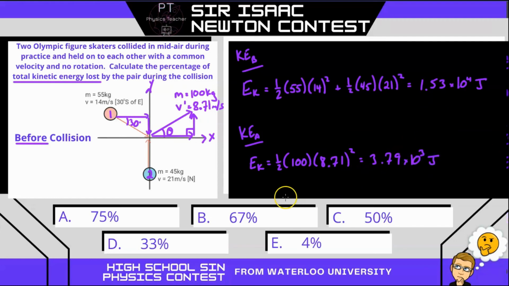Alright, if you subtract these two kinetic energies, we will see the kinetic energy that we've lost, which is 1.15 times 10 to the 4 joules. Divide that by what we originally had, which is 1.53 times 10 to the 4 joules, times 100%, and we get a kinetic energy loss of 75%. Our answer is A.